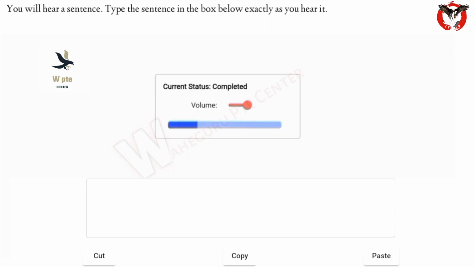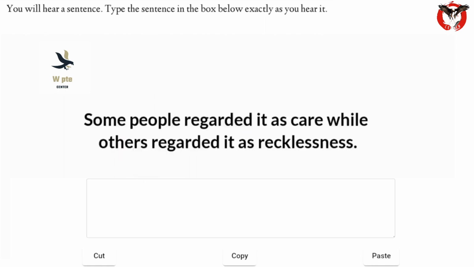Some people regarded it as care while others regarded it as recklessness.